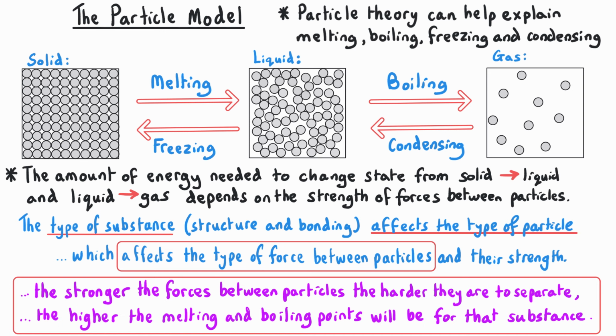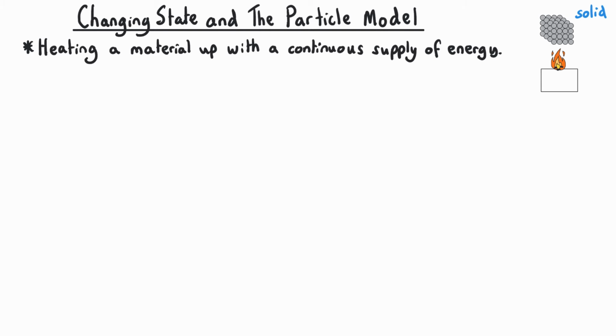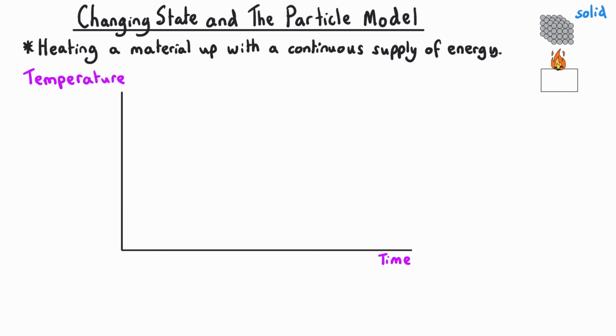A useful generalization to keep in mind is that the stronger the forces between particles, the harder they will be to separate. And so the higher the melting and boiling points will be for that substance. We can use the particle model to explain what might happen if we did an experiment to heat up a material with a continuous supply of energy and measured its temperature over time.